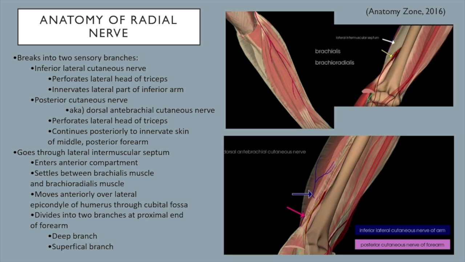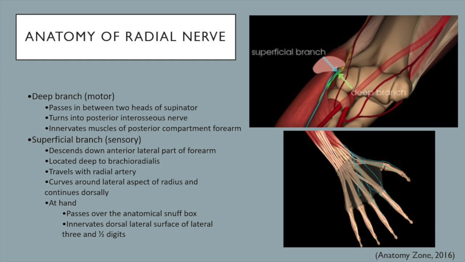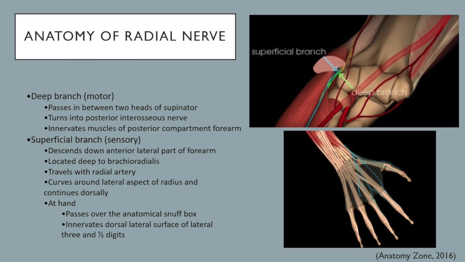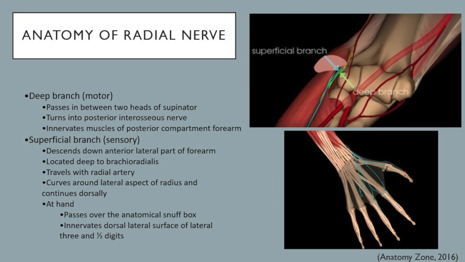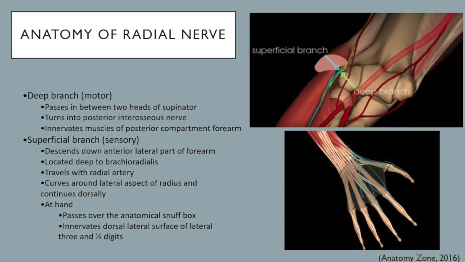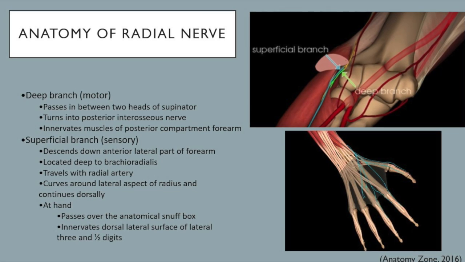It settles between the brachialis and the brachioradialis. It moves anteriorly over the lateral epicondyle of the humerus through the cubital fossa. So then finally it divides into two branches at the proximal end of the forearm, the deep branch and the superficial branch. So the deep branch is for motor function, and it passes in between the two heads of the supinator. It turns into the posterior interosseous nerve. It innervates muscles of the posterior compartment of the forearm.